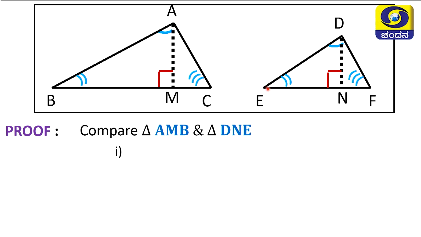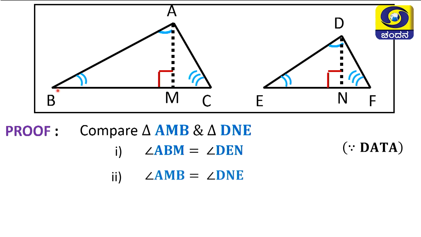The first one, is that angle equal, children, in both? Yes, angle ABM is equal to angle DEN. Do you know the reason? It is because of data. In data it is said that they are similar. Similar means equiangular. Which is the next angle you want to propose? Angle AMB and angle DNE are each equal to 90 degrees. Do you know the reason? Because of our construction. So this is enough to show that they are equiangular triangles.